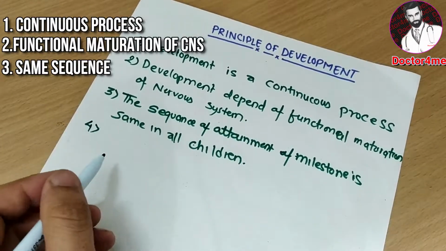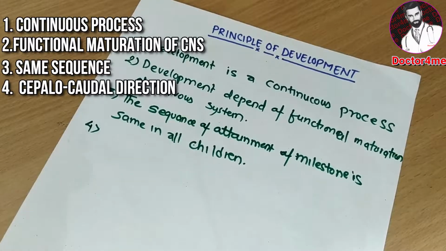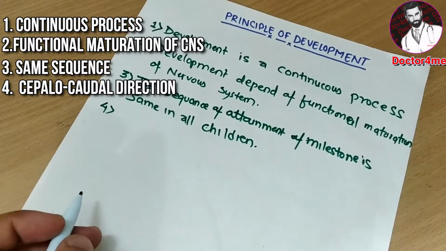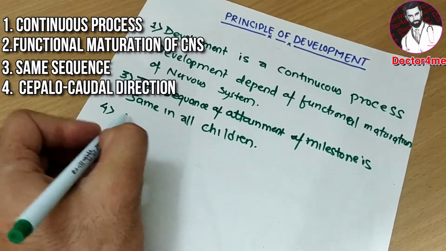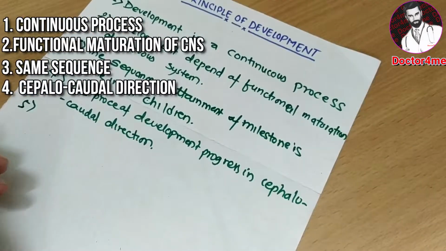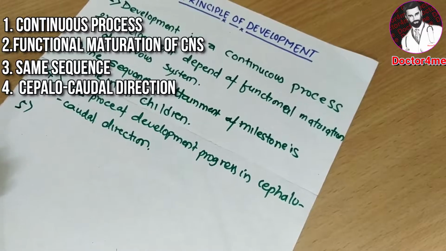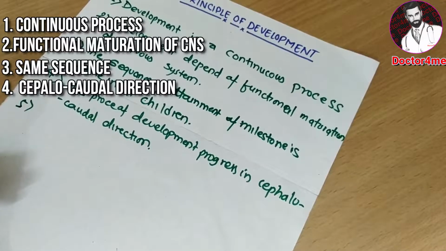Now the fourth one is that the process of development progresses in the cephalocaudal direction. First the cephalic region, meaning the head region, the proximal region, and only then does development go to the caudal region. It means first the proximal part of the body, like head before limb, head before trunk, and so on. Development follows a cephalocaudal fashion, first cephalic and then caudal.